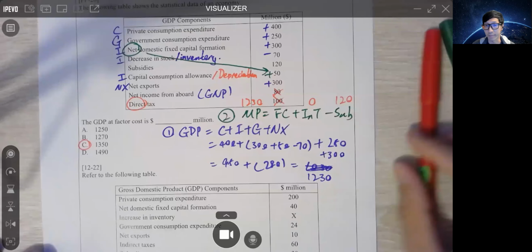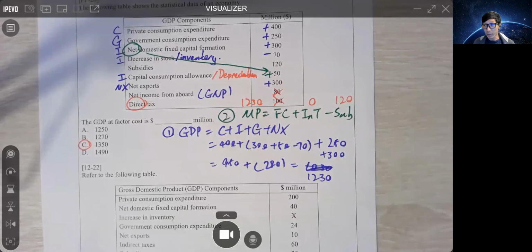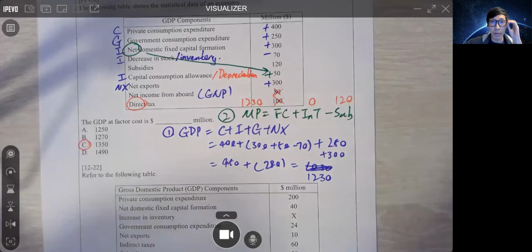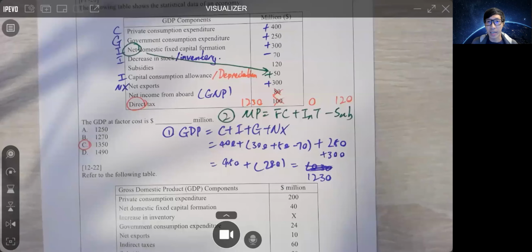Okay, 1350. So you see, GDP when asked individually is actually not that difficult, right? But when you are asked about so many things mixed together, it can be quite complicated. So do it step by step.